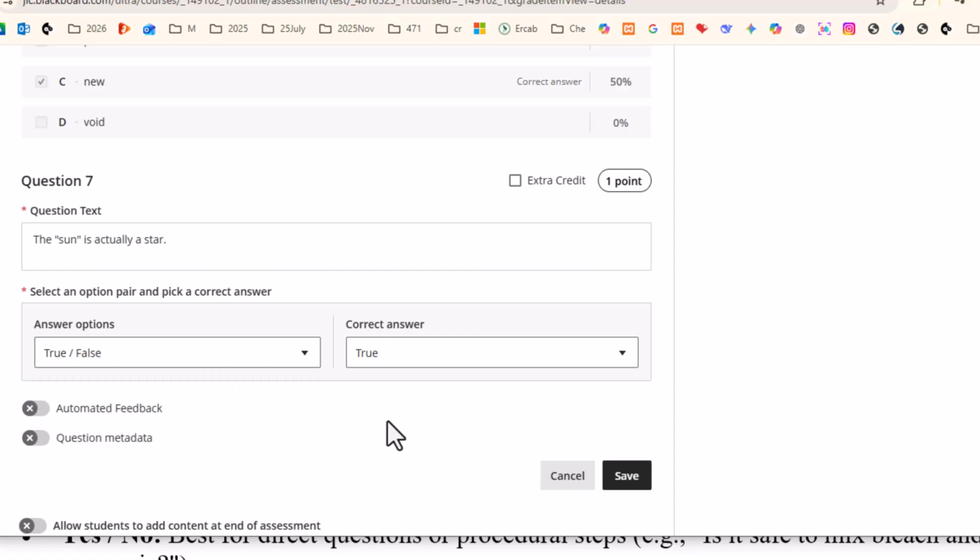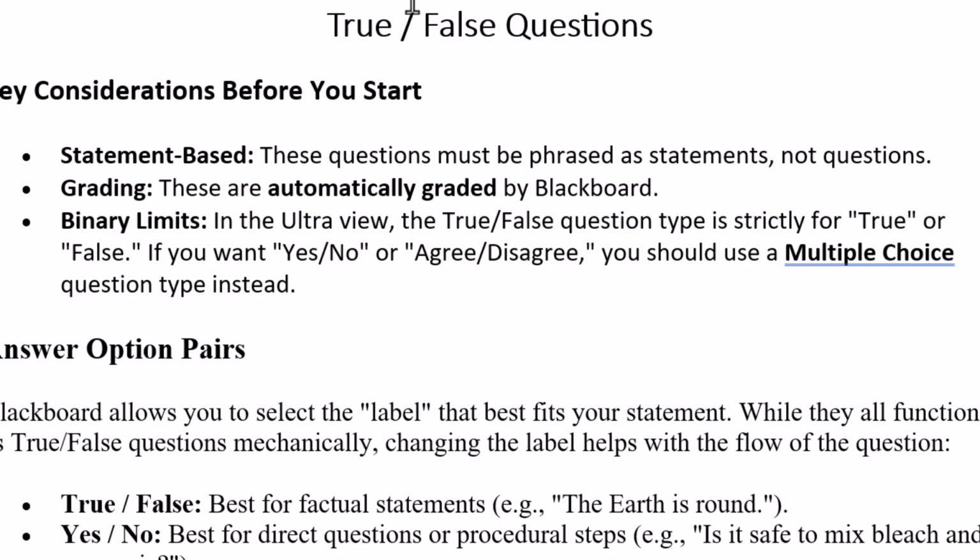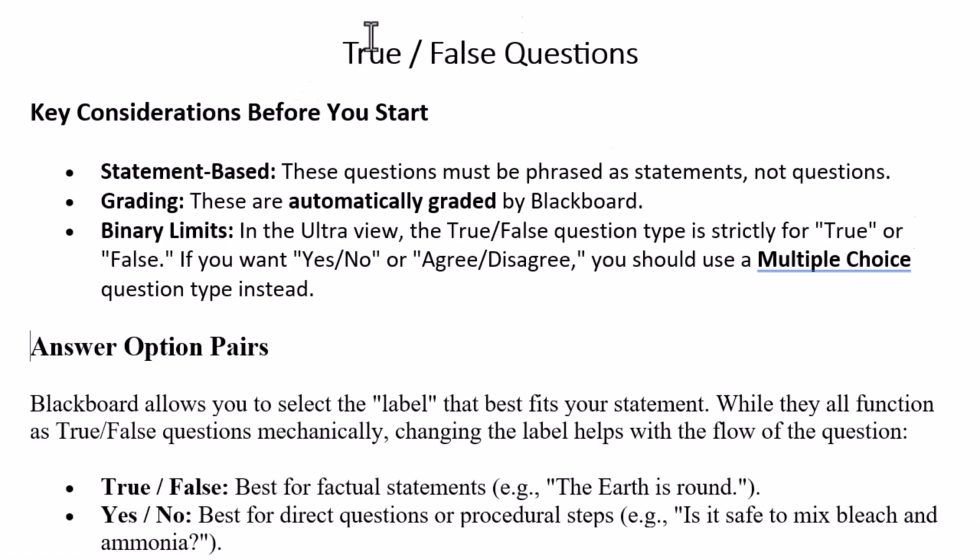It depends how you create your question, but there are some basic things that we can consider here. True false questions should be statement based. These questions must be phrased as statements, not as questions. So it should be very simple. And here we have the limit, true false question type is strictly for true false. This part is not for this one, because we do have the other options also.